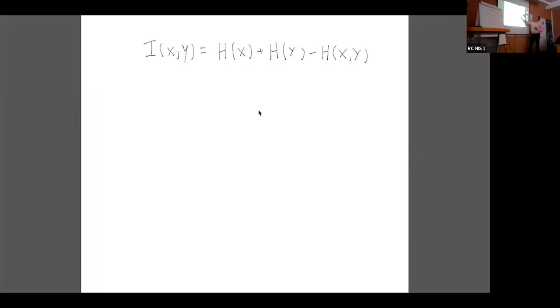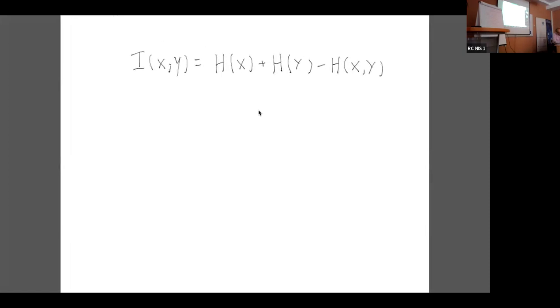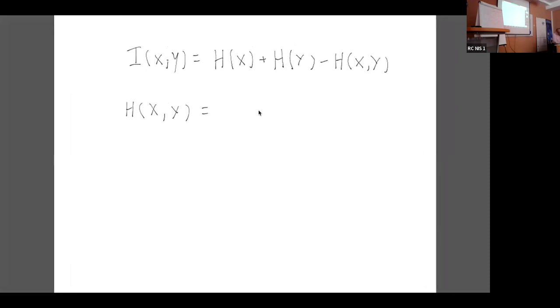And if there is correlation, this is the number of bits I need to describe X. This is the number of bits I need to describe Y, and this is the number of bits that I need to describe the two together. So the mutual information is the number of bits I save if I describe the two separately with respect to describing the two together. Okay. And from that, I can get this.